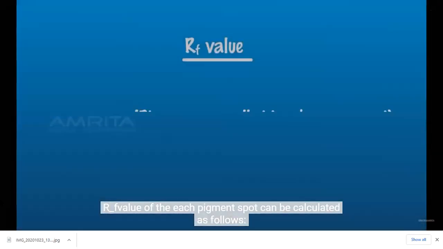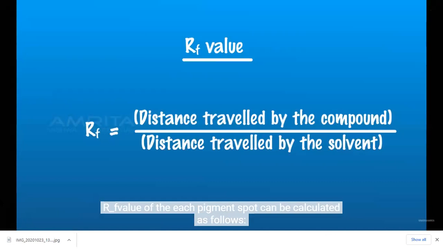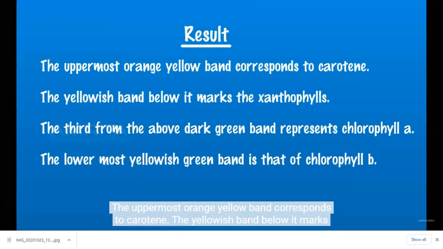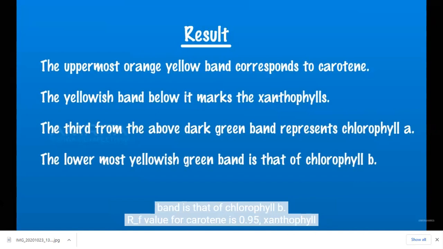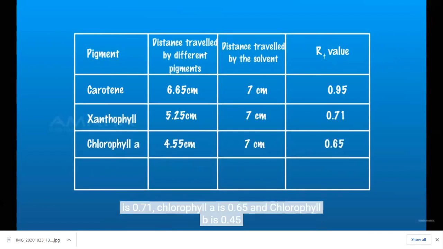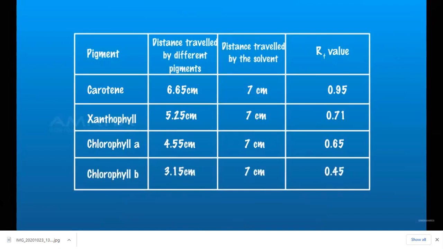Calculations: the RF value of each pigment spot is calculated as follows. RF is equal to distance traveled by the compound divided by distance traveled by the solvent. Results: the uppermost orange-yellow band corresponds to carotene. The yellowish band below it marks xanthophyll. The dark green band represents chlorophyll A. The lowermost yellowish green band is chlorophyll B. RF value for carotene is 0.95, xanthophyll is 0.71, chlorophyll A is 0.65, and chlorophyll B is 0.45.